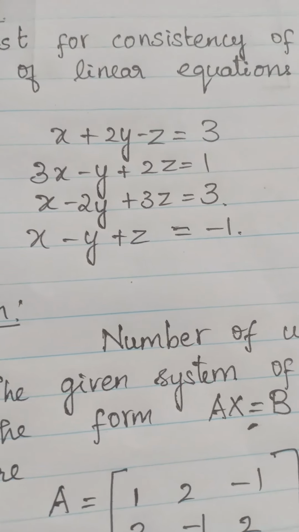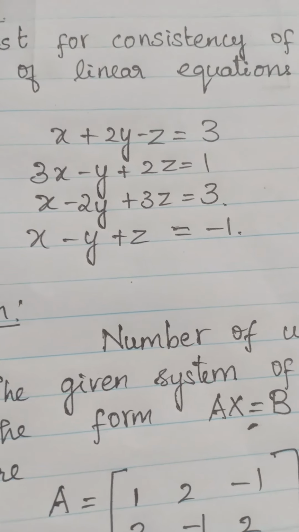Now coming to the third row, I have to make this place also 0. So I am changing R3 as R3 minus R1. That will give me 0 here. So 0 minus 2 is minus 4. 3 plus 1 is plus 4. And 3 minus 3 is 0. In the same way I have to make this place 0.